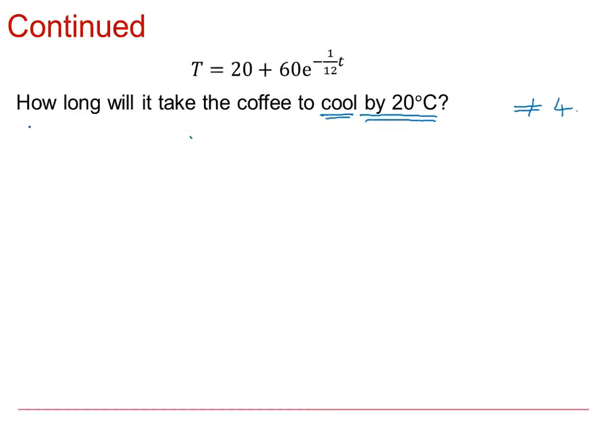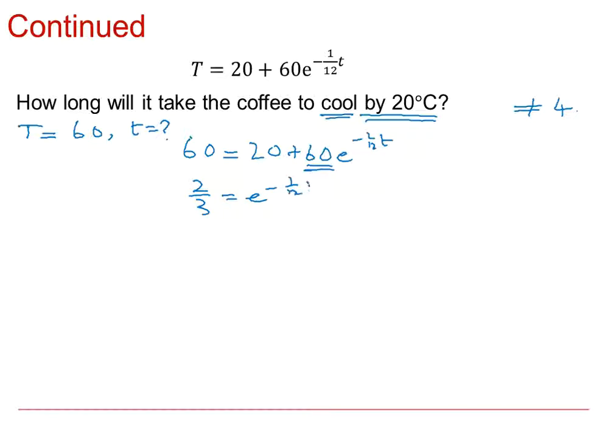So we know that when T is 60 degrees Celsius, we want to know the time t when that happens. So 60 degrees Celsius for the temperature of the object equals 20 plus 60 e to the minus a 12th of t, and take away 20 and divide by 60 will give us 2/3 is e to the minus a 12th of t, and therefore if we use natural logarithms, the natural logarithm of 2/3 must be minus a 12th of t.